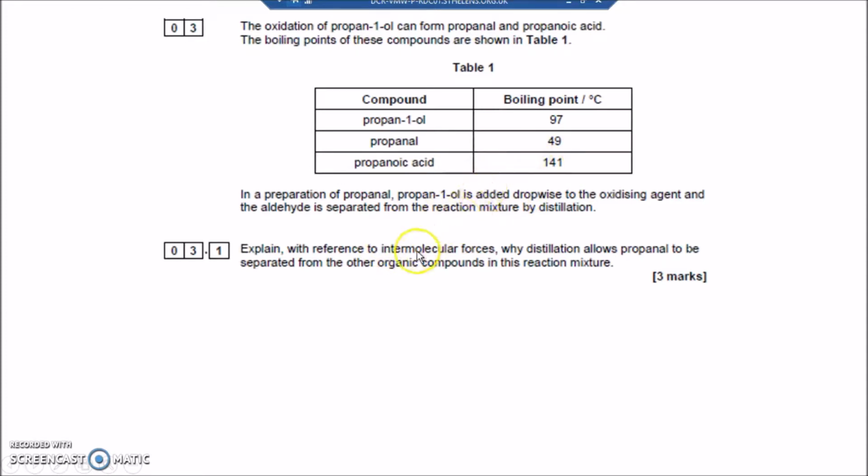How could it separate out? Well, propanal has got the lowest boiling point of them all, so as long as I keep the temperature below 97 degrees C when I'm distilling it, then this will boil, but the propan-1-ol and propanoic acid won't boil.